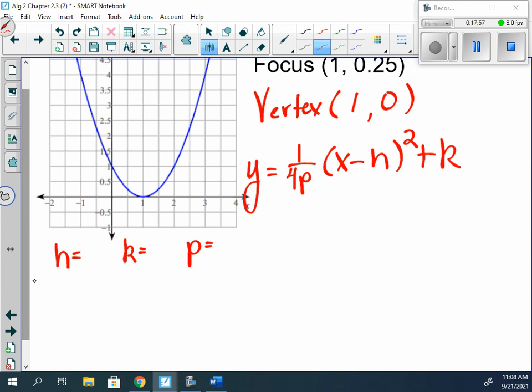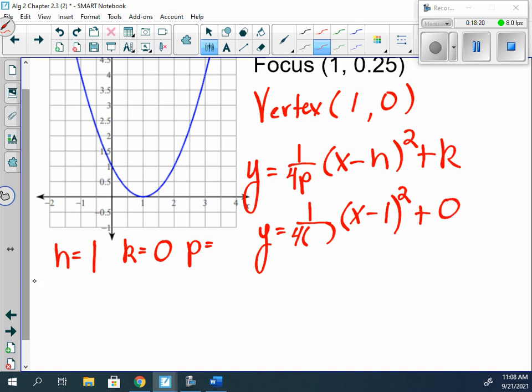So what's the value of h? K? P? We don't quite know yet, but we know y is equal to 1 over, well, 4 p. Whenever we do figure out p, we'll plug it in. x minus 1 squared plus 0. I can go on and write it in. I mean, if we left it out, it wouldn't have been any harm because adding 0 doesn't actually do anything.